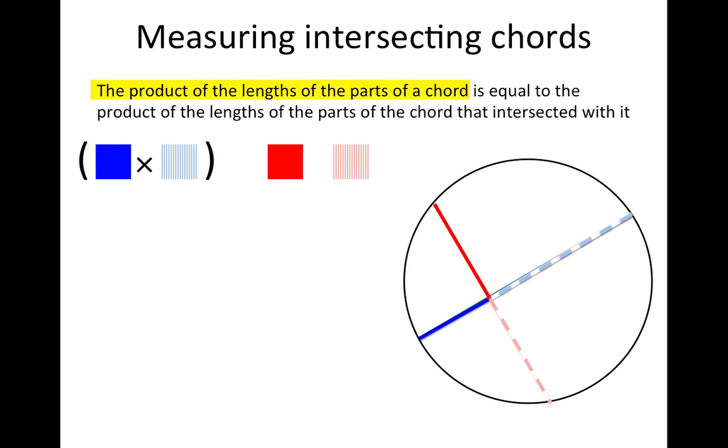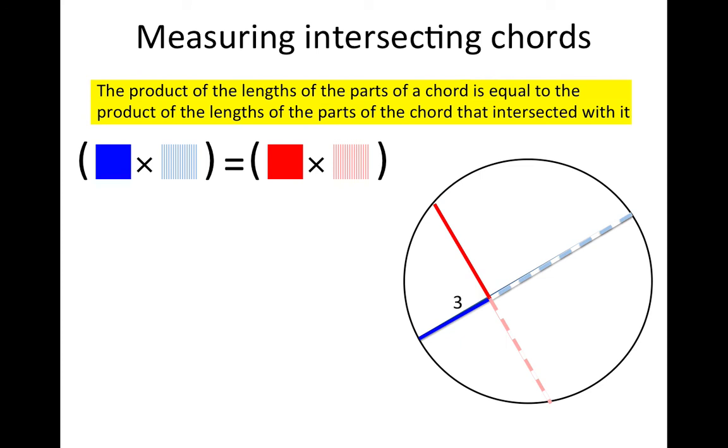The product of the lengths of the parts of a chord, so the blue chord, the product of the lengths of those is equal to the product of the lengths of the chord that intersected with it. So once again, that bright blue part and the dotted blue part, the product of those, if you multiply them together, is equal to the bright red part times the dotted red part. And again, let's do an example to see what that means.